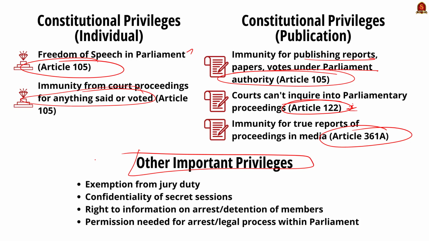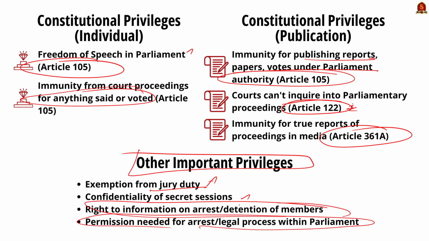Let us see other privileges also. See, the members are exempted from the liability to serve as a juror. Then there is a prohibition of disclosure of proceedings or a decision of a secret sitting of the House. See, the House has the right to receive immediate information of the arrest, detention, conviction, imprisonment and release of a member. Then there is a prohibition of arrest and service of legal process within the precincts or area of the House without obtaining the permission of the Speaker or Chairman.